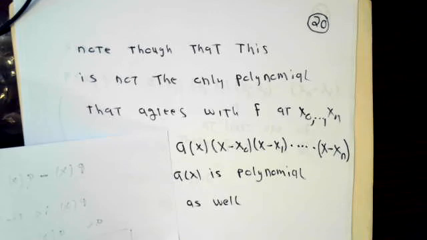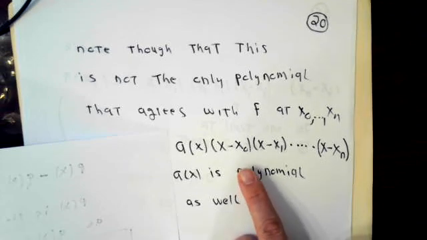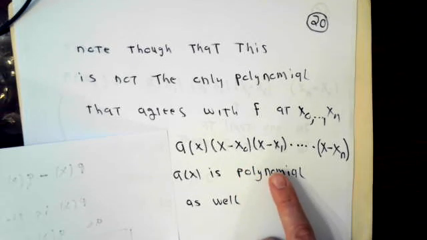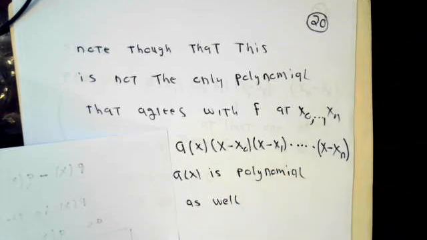That's not to say, though, that the p that we have found is the only polynomial that interpolates the data. P is the only polynomial of degree less than or equal to n that interpolates the data. I could imagine doing this. Let a of x be any polynomial and multiply it by x minus x0, x minus x1 out to x minus xn. This is going to be some other polynomial.